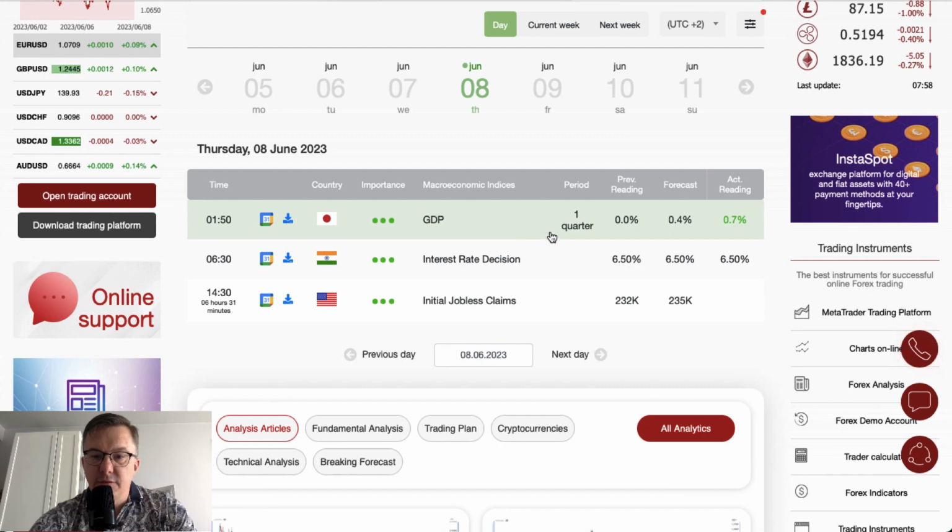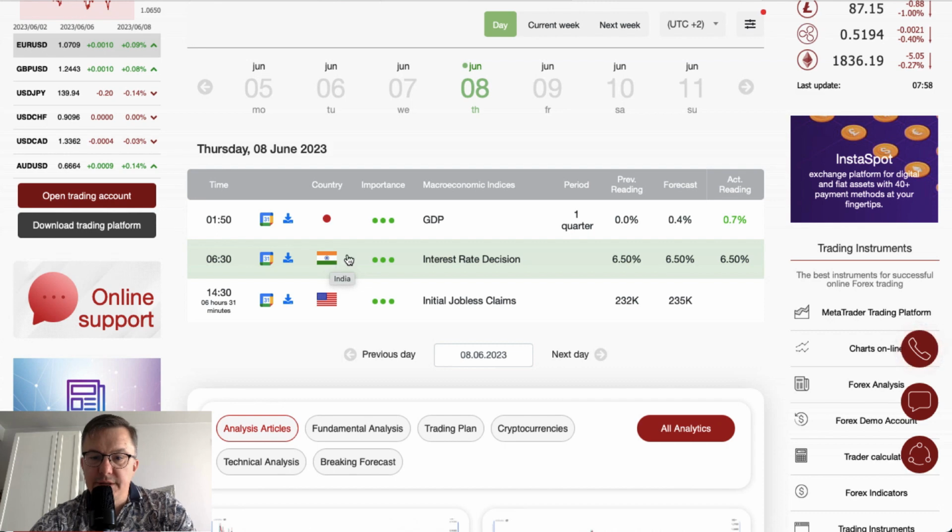This GDP data were for the first quarter and surprised the market participants because the actual reading was 0.7%, forecast was 0.4%, the previous reading was 0. So very nice data from Japan. We will definitely take a look at the Japanese yen currency later on. Interest rate decision from India, of course. The Reserve Bank of India kept the interest rate at 6.5%, no surprise here.